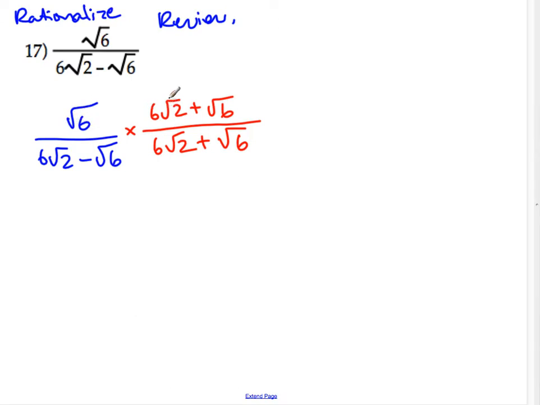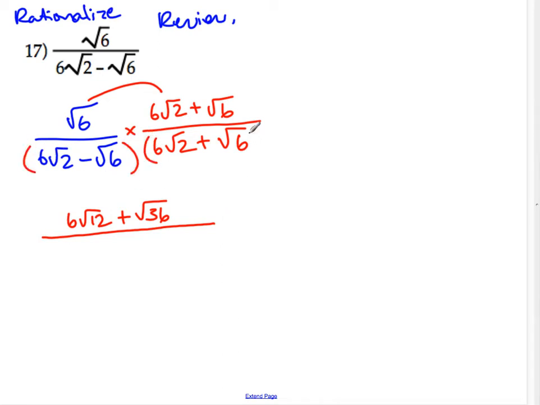Remember, when you're multiplying radicals, you look for a sign, you look for the number out front, and you look for the radical inside. So root 6 times 6 root 2 would be 6 root 12. That's this one. Then root 6 times root 6 would be the square root of 36. Some people might skip a step and just write a 6 in there. That's okay. But if you're making any kind of mistakes with these, I would slow down and do one step at a time. Okay, now we need to FOIL the bottom.